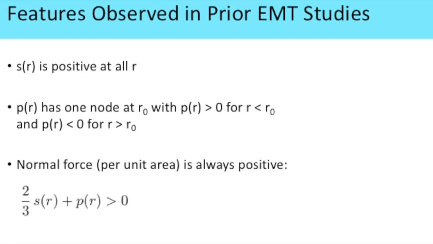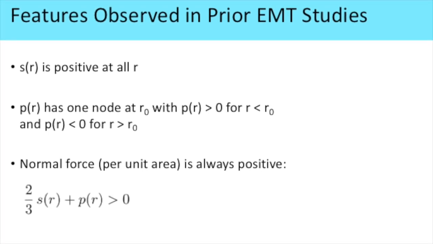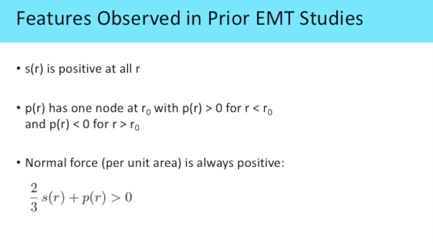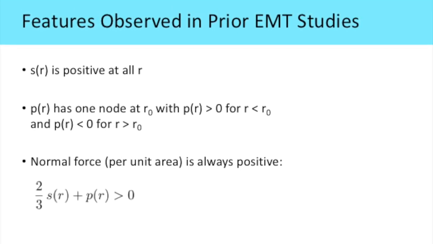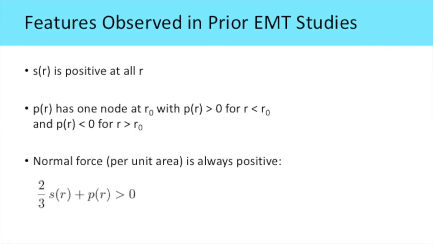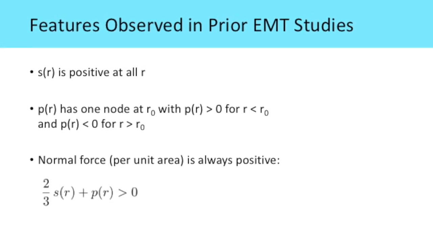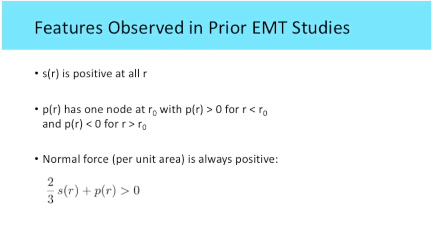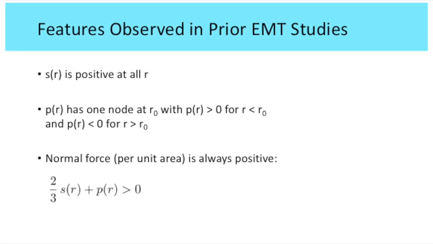This model is different from other studies because this model includes long-range Coulomb forces. In previous studies of strongly interacting systems governed by short-range forces, 3 common features were observed. The first feature is that the shear force is always positive. The second feature is that the pressure has one node at R0, with P of R greater than 0 when R is less than R0, and the pressure is less than 0 for R greater than R0. This property arises from the fact that the pressure must have at least one node to satisfy the von Laue condition, and the ground state exhibits a single node. Finally, the combination of 2/3 of the shear force plus the pressure, which is normal force per unit area, is always positive.